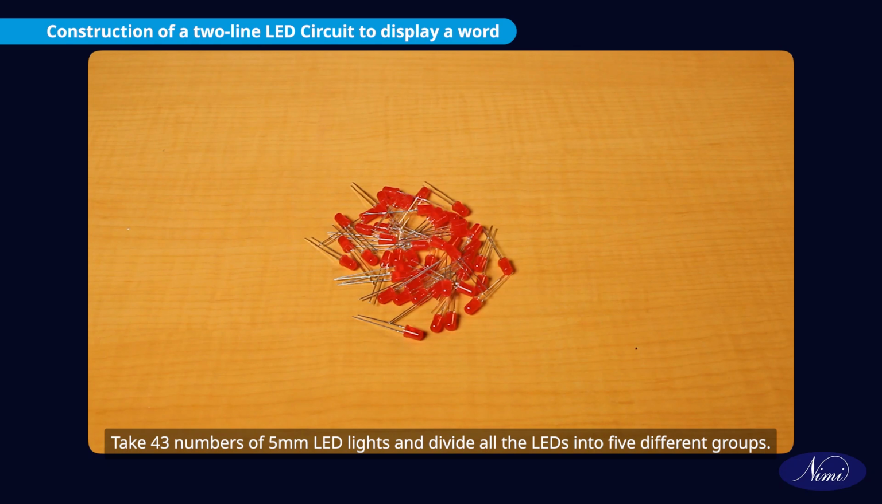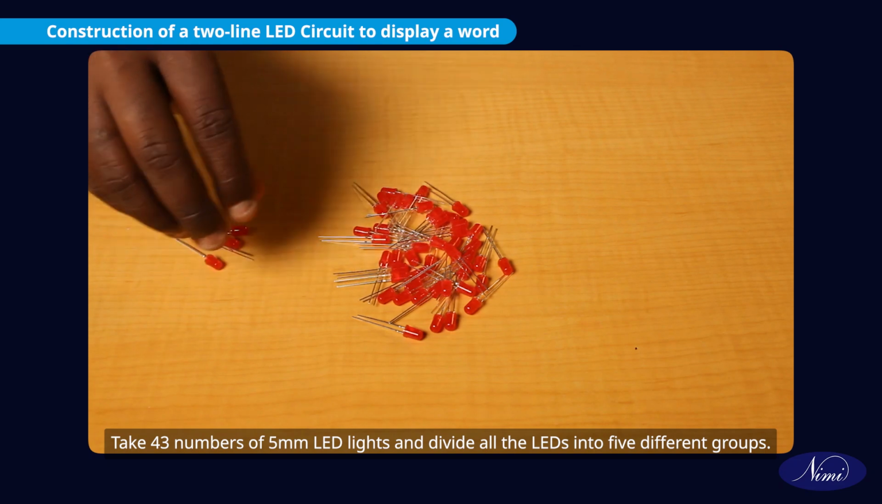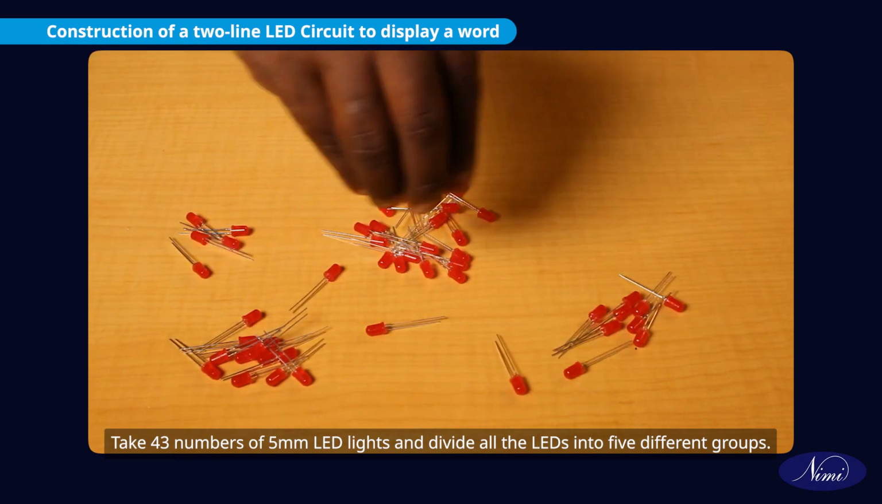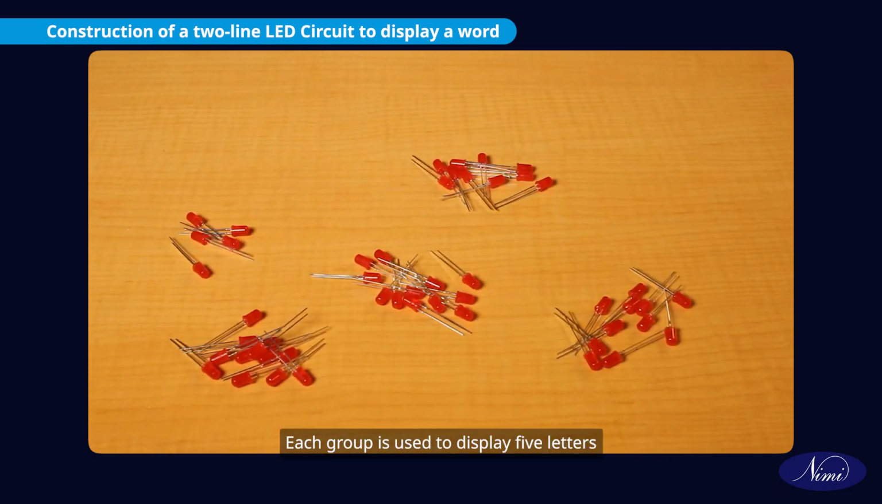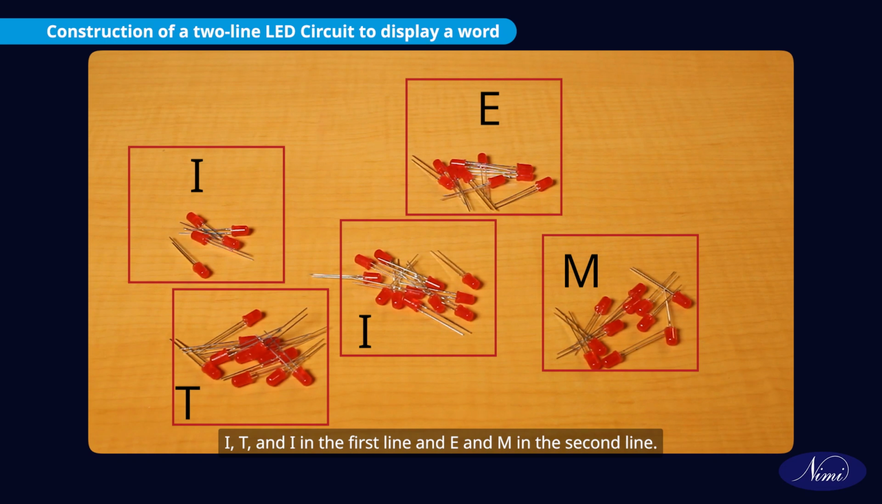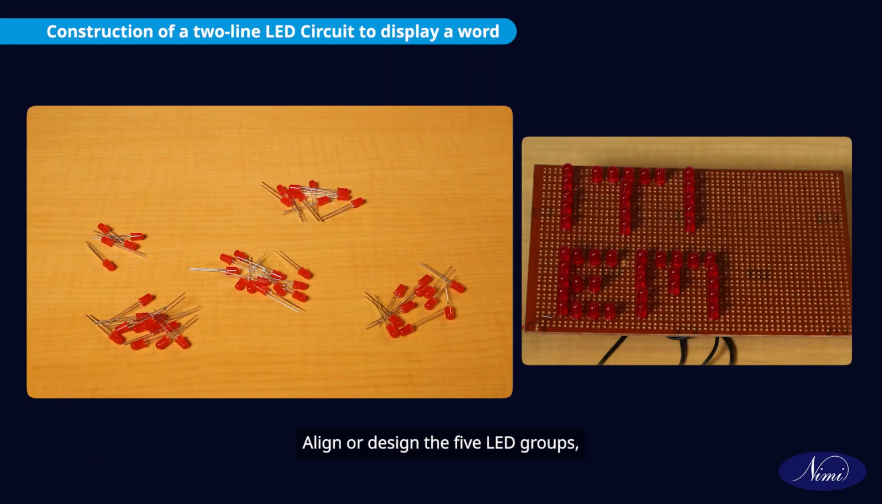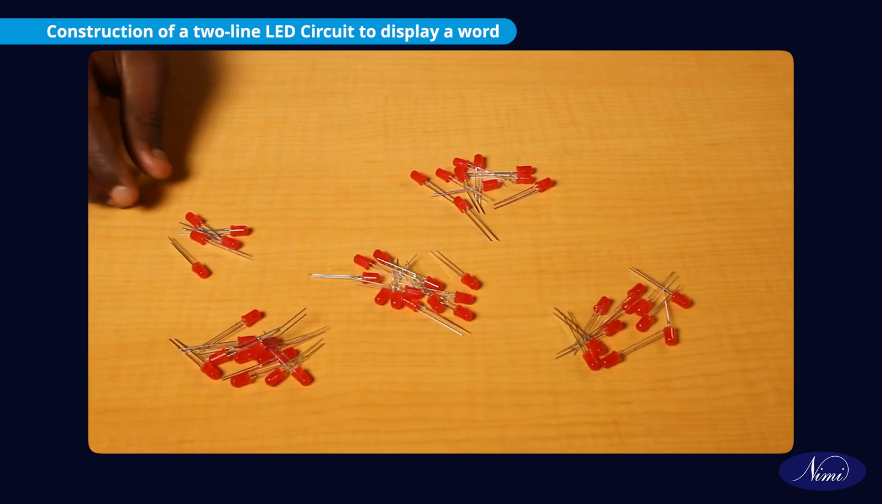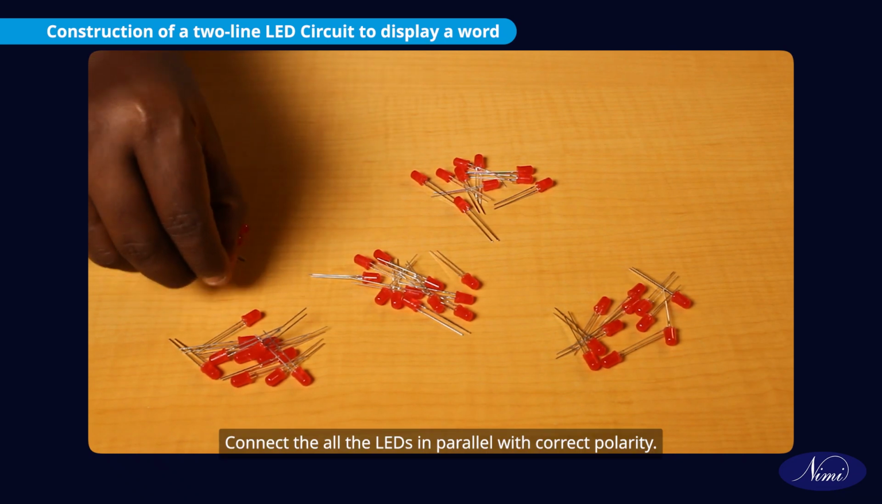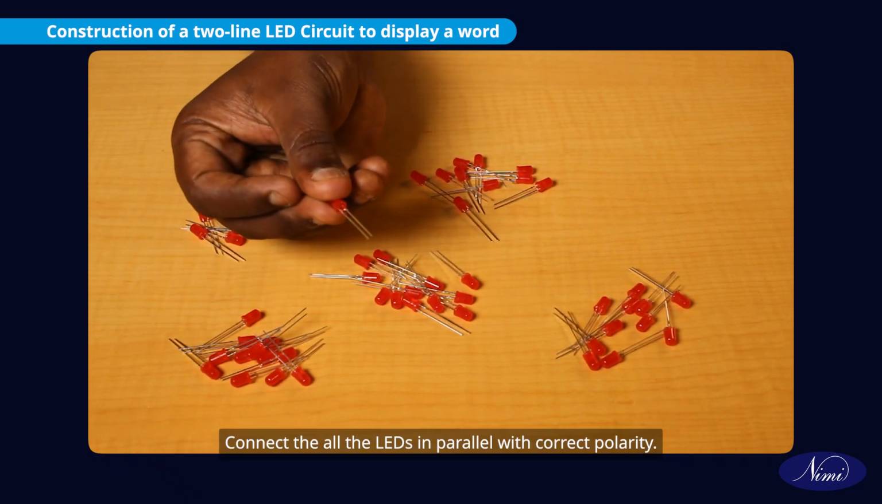Take 43 numbers of 5 mm LED lights and divide all the LEDs into 5 different groups. Each group is used to display 5 letters: I, T and I in the first line and E and M in the second line. Align or design the 5 LED groups, each group by placing them in the alphabets I, T, I, E and M as shown. Connect all the LEDs in parallel with correct polarity.